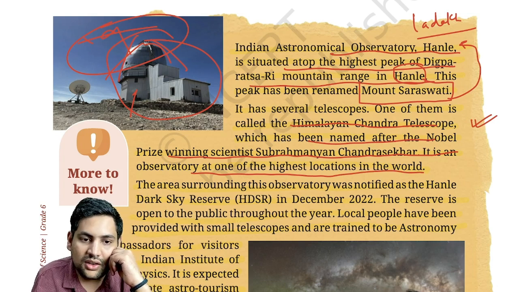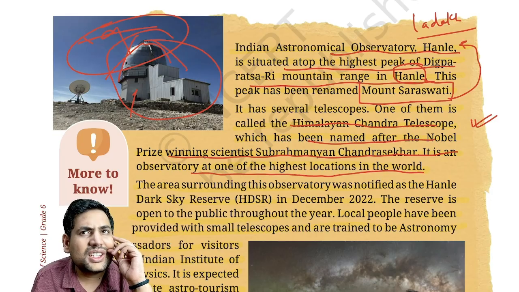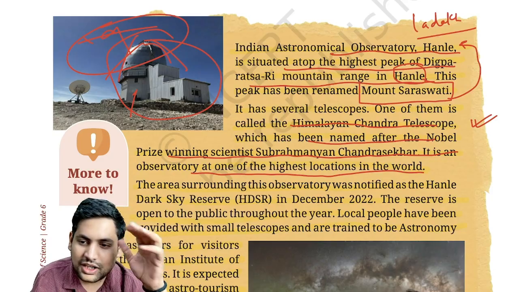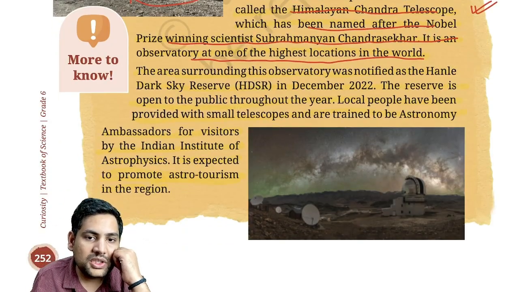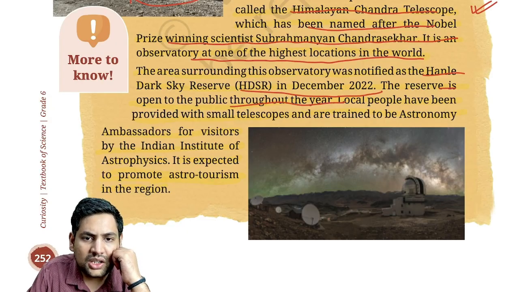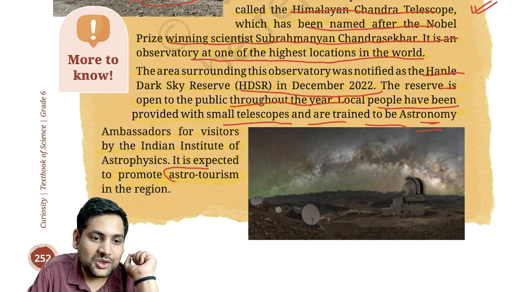This Subramaniam Chandrasekhar, he had won Nobel Prize in I think 1983. Okay, his main research was about black holes, dark matter, and all that. We'll study about them in some later years. Then the area surrounding this observatory was assigned as Henley Dark Sky Reserve in December 2022. The reserve is open to the public throughout the year. Local people have also been provided some small amount of training so as to promote astro tourism.